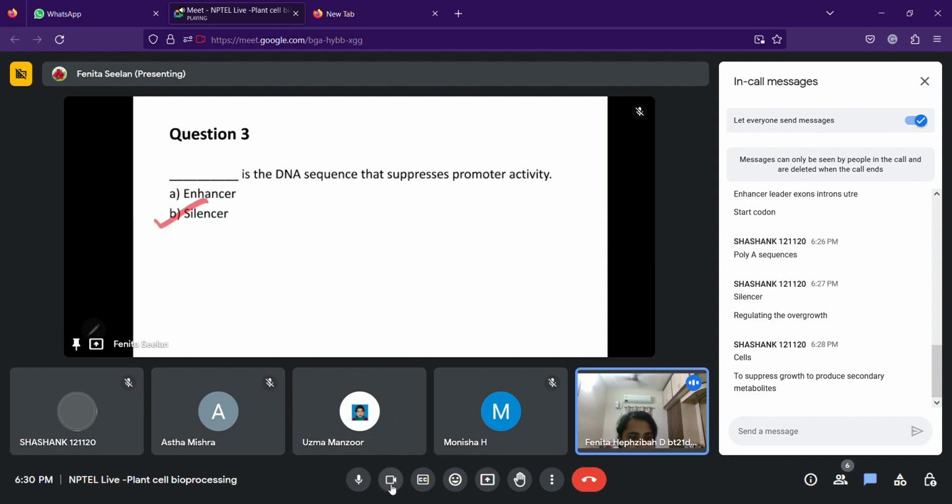So whatever Sashank told is right, and there are other ways also. In the next class, let me know: find out what the other roles of silencers are in suppressing promoter activity. One answer is what Sashank told, to suppress the growth to produce secondary metabolites. But do you think we use a silencer just for that? There are many ways. So note down, and next week we will discuss that. Any one of you should answer.